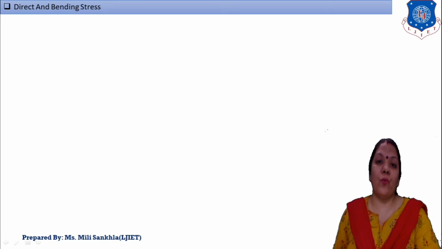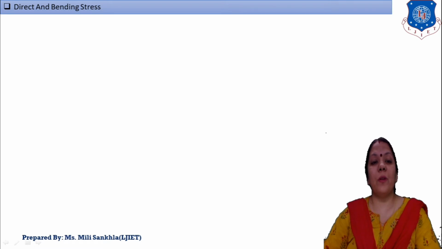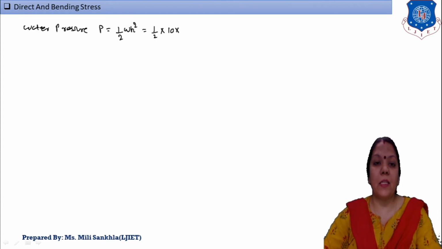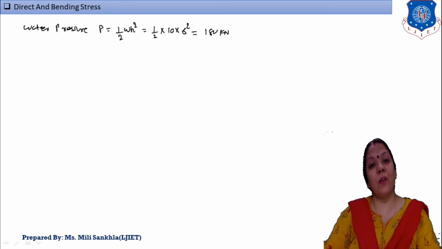Now second we find out water pressure. Now what is the equation of water pressure? Because this is our third example, remember water pressure P. First write down the notation heading. Water pressure P is equal to 1/2 w into H square. Now w is equal to 10 and height is given 6 square. Now my answer of this water pressure is equal to 180 kilonewton. This is my second answer, water pressure.